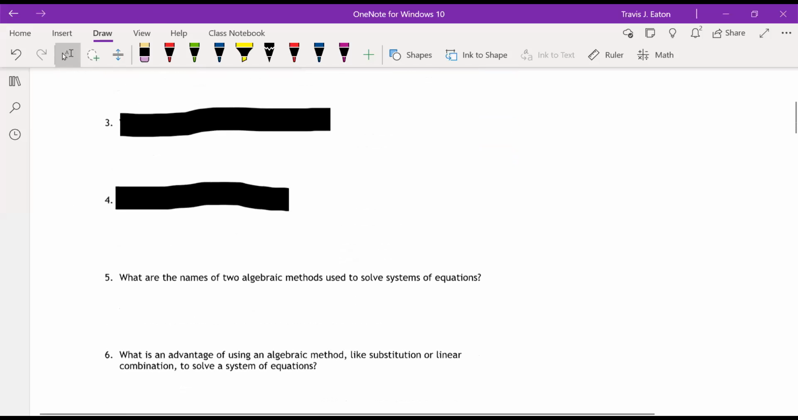Now, there are two different algebraic methods for solving systems of equations. And so let's take a look at those really quickly. The two types of methods of solving systems algebraically are as follows. And let me type those in. The first one is called the substitution method.